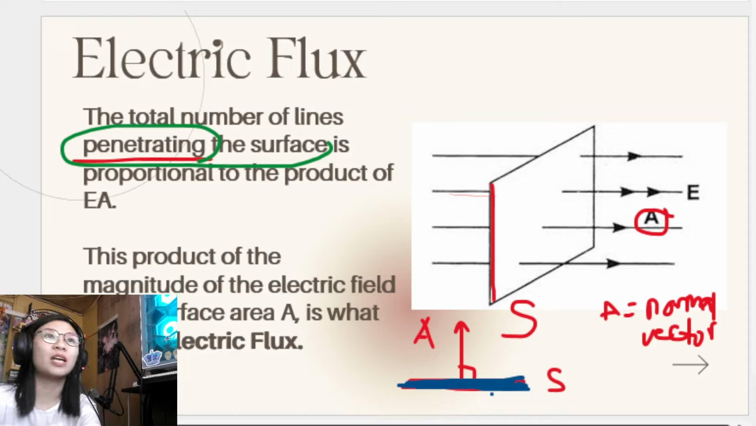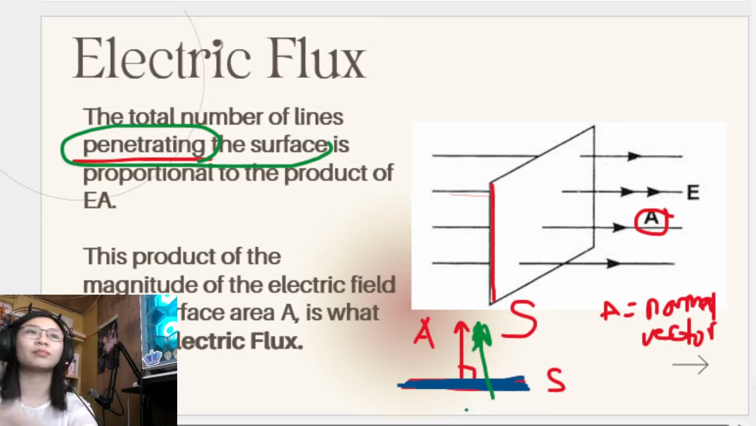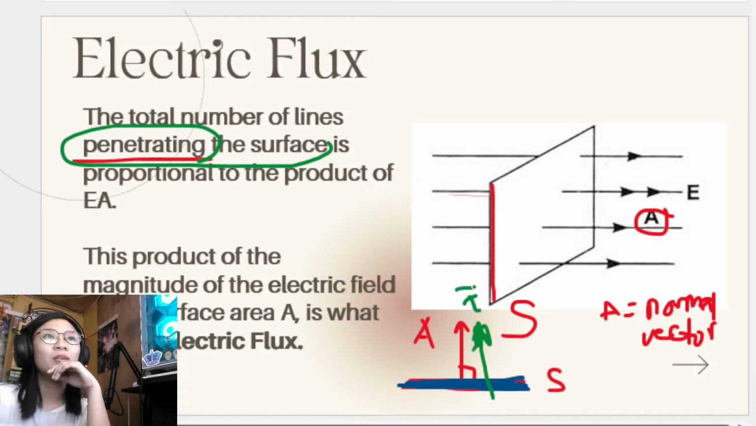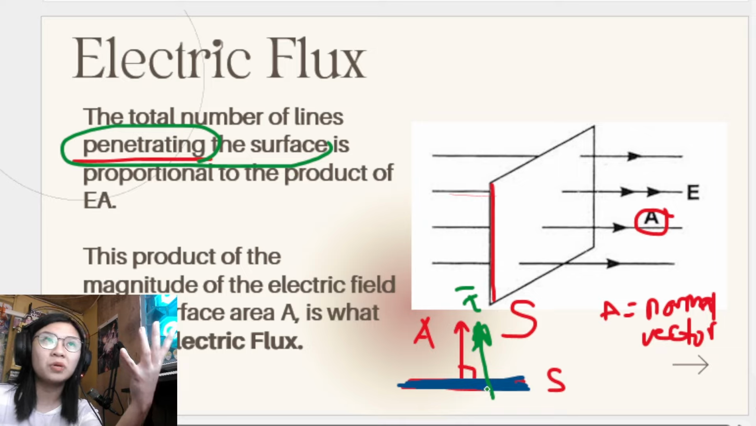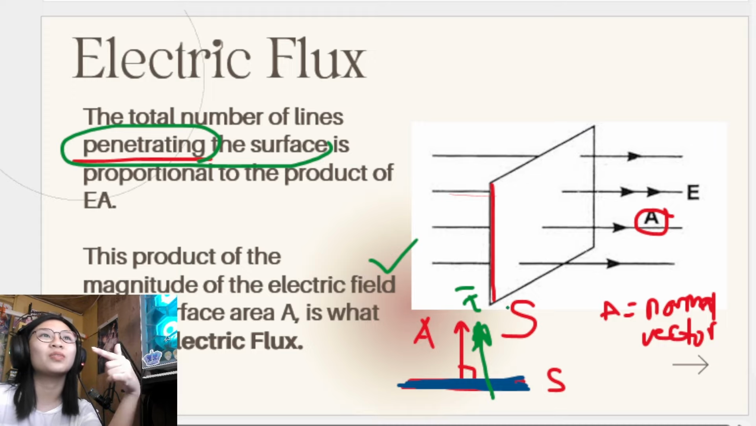Now, how about electric field and A, or the normal vector? If the electric field is parallel to A, or to the normal vector, parallel means they have the same direction, or they form a straight line. So when E and A are parallel with each other, there is electric flux. Why is there electric flux, ma'am? Because your E penetrated the surface. So, E and A are parallel, so it means it has electric flux.